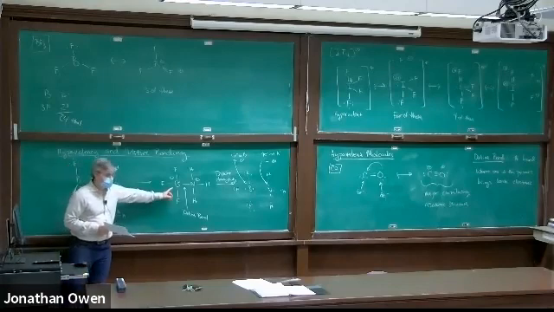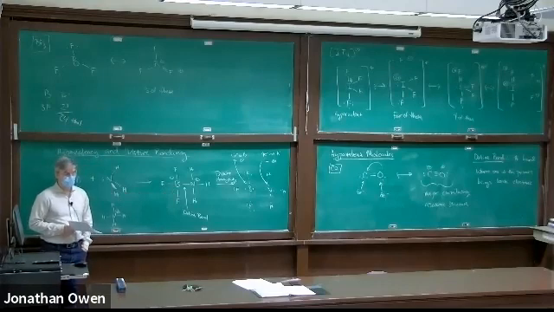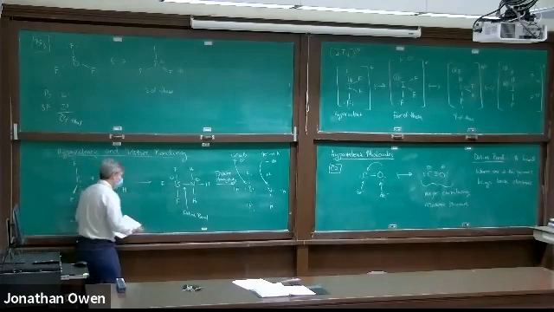What's the valence of the boron? 3. Boron only has 3 electrons available to it to make bonds with. So boron cannot be tetravalent or pentavalent. At most, it can be trivalent. So it uses all 3 electrons in making bonds.